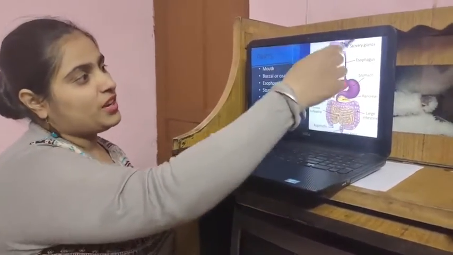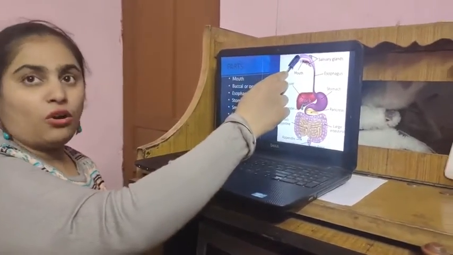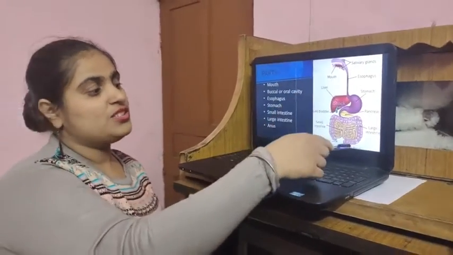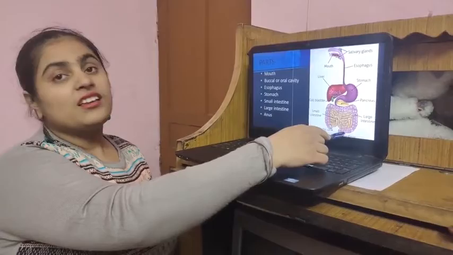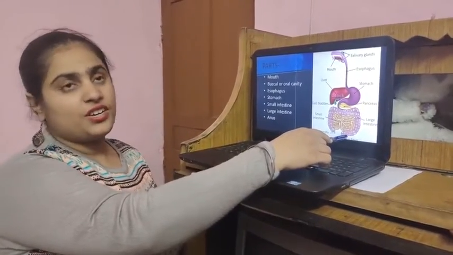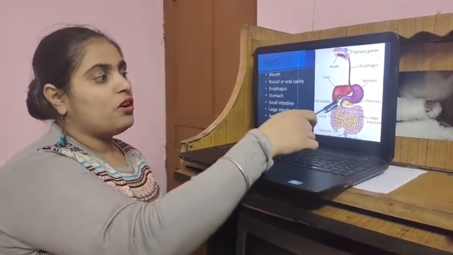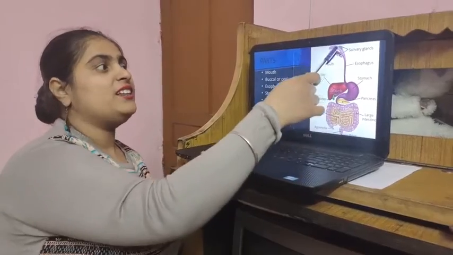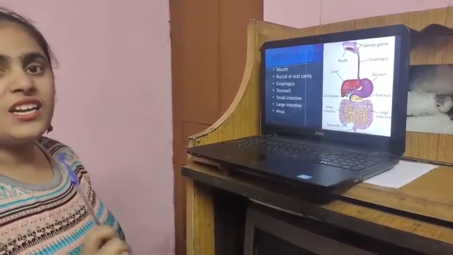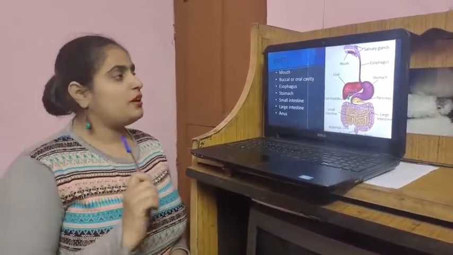This is the alimentary canal, which is actually a very long tube that extends from the mouth to the anus. It has some digestive glands associated with it, like the liver, gallbladder, pancreas and salivary glands. Now let's study the parts of the human digestive system one by one.